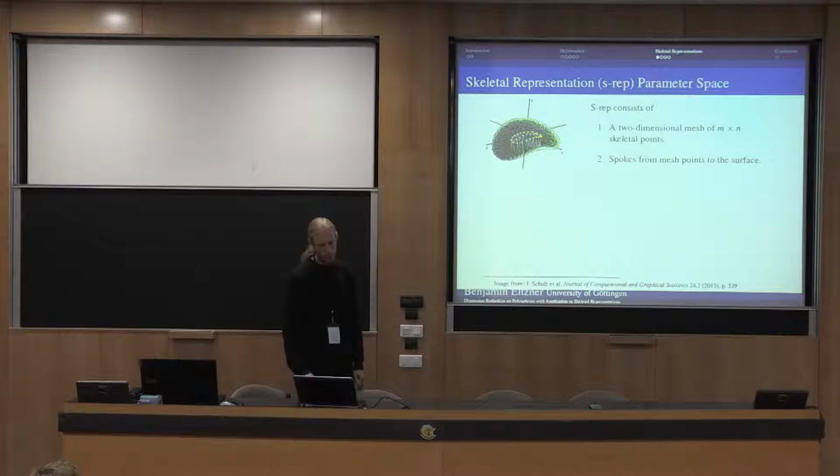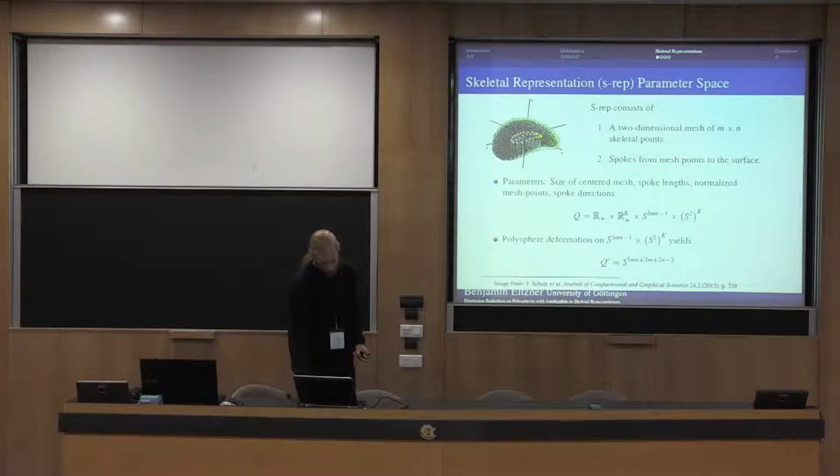And okay, now let's come to our application and see whether this gives us any benefit. What I speak about here are skeletal representations. These are shape representations consisting of a two-dimensional mesh of skeletal points and spokes going from these skeletal points to the surface, one up, one down, and if you're on a boundary point, you also go one spoke to the boundary, to the equator, if you will.